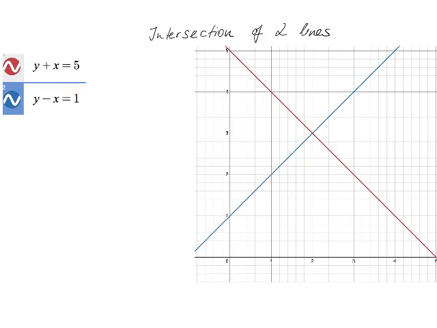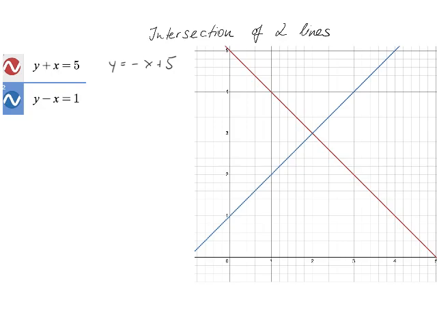So this video is on the intersection of two lines. On the right here we have two lines in the coordinate system. The red one is y plus x equals 5. It could also be written as y equals minus x plus 5, if I just rearrange that.